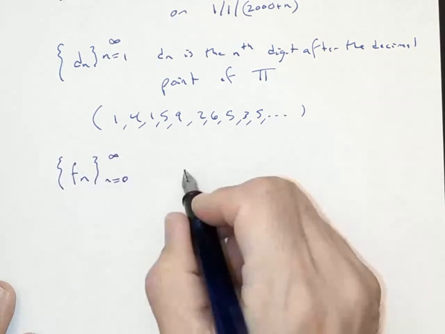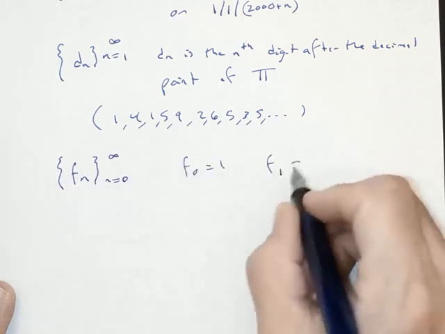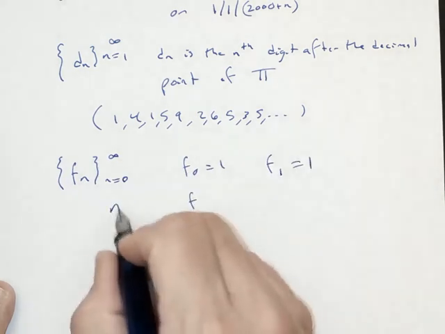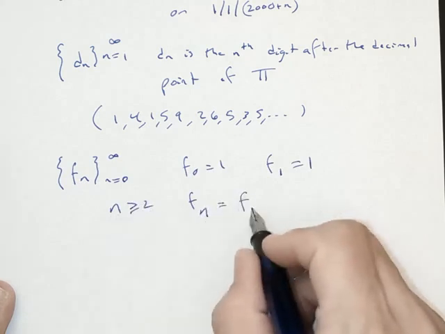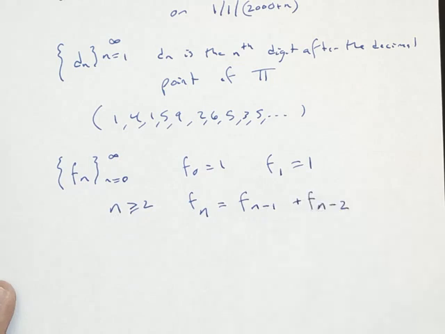We'll start at 0. F0 is 1. F1 is also 1. And for all n bigger than or equal to 2, Fn is the sum of its 2 predecessors. Not 1, but 2.